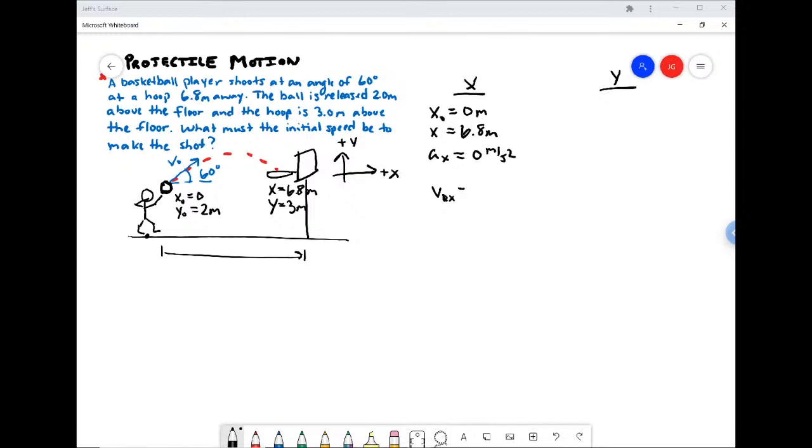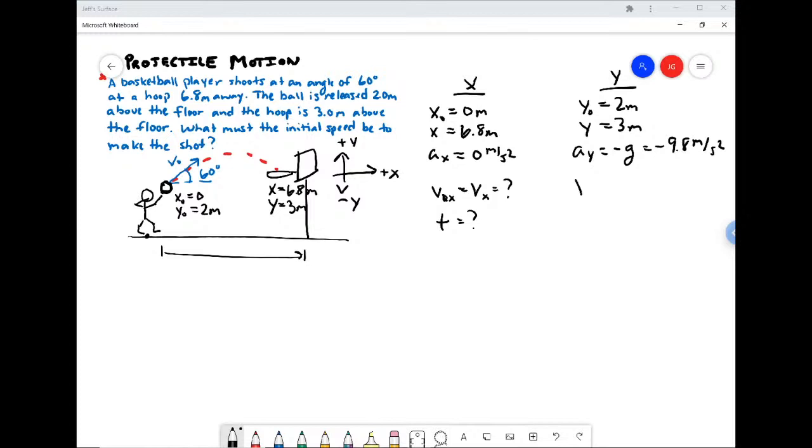The things we don't know are the initial velocity or the final velocity in that direction, but we do know that they'll be equal because there's no acceleration. And we don't know how long it takes for the ball to travel from hand to basket. All right, in the y direction, we know the initial y position is 2 meters off the floor. The final y position is 3 meters off the floor. The acceleration in that direction is negative g, which is negative 9.8 meters per second squared. Negative because gravity pulls down, and we said down is negative in this problem.